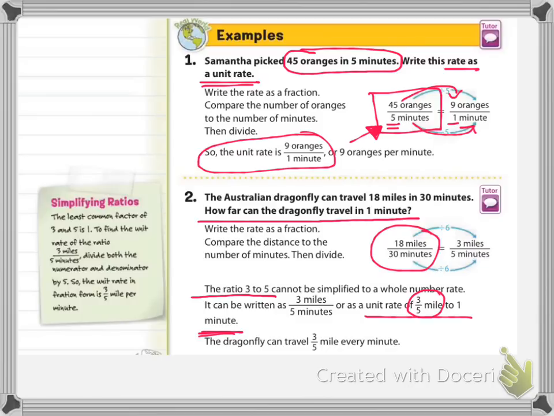Because if you were to divide 3 over 5 into a 1, you're asking yourself, what would I do to go from 5 to 1? You would basically divide by 5. So therefore, you could divide your top number by 5. Well, if you write 3 over 5, another way to read that is 3 divided by 5, which is sort of what we have here. So they left this one in fraction form and then compared it to the minute. So 3/5 of a mile per minute, or for every minute, or in 1 minute.